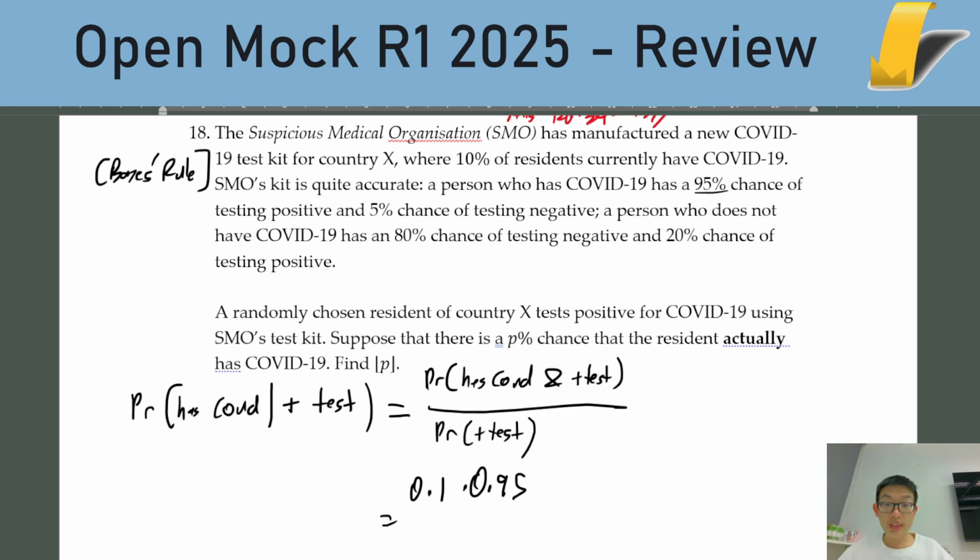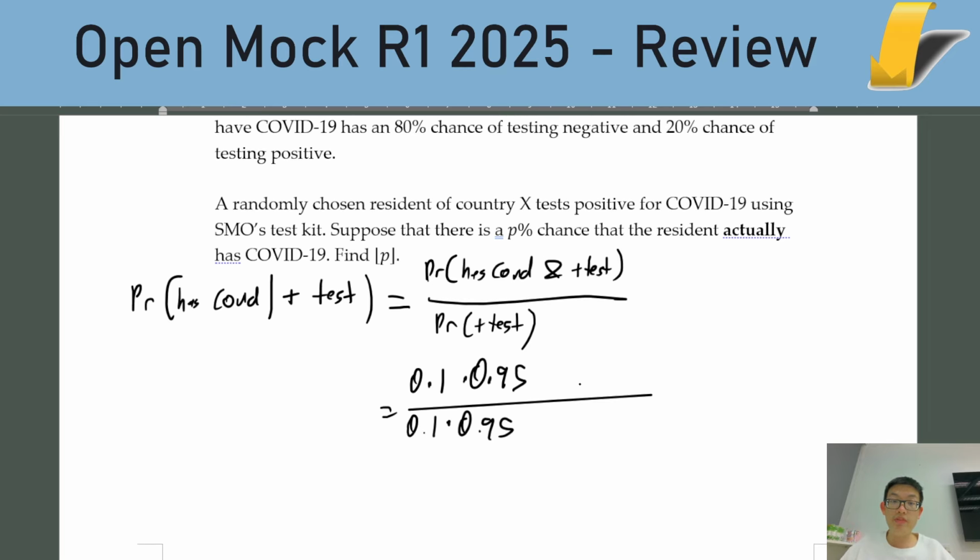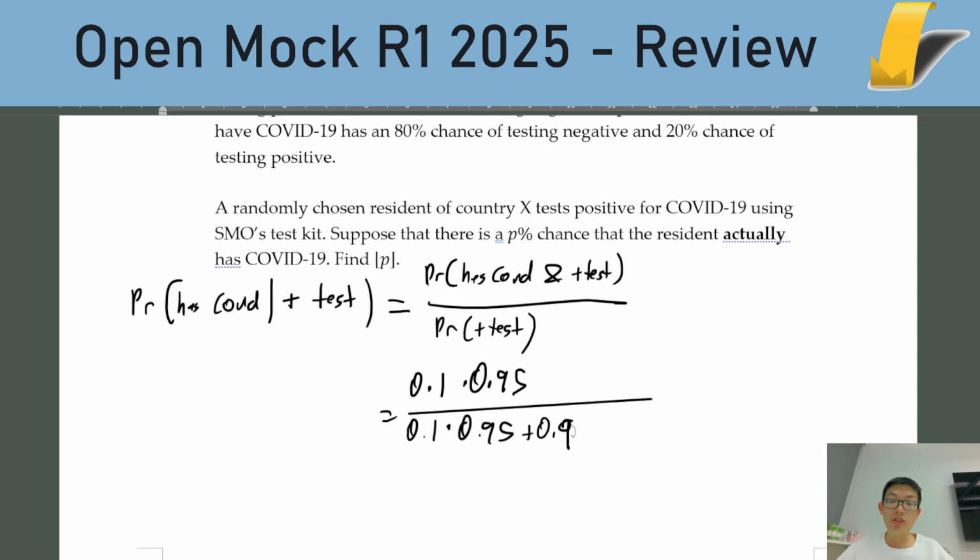But how do you get a positive test? Well, the positive test could come from the same combination of things. You have COVID and you test positive. But it can also come from don't have COVID and test positive, which is 0.9 chance of not having COVID, and 20% of the time it ends up positive still.